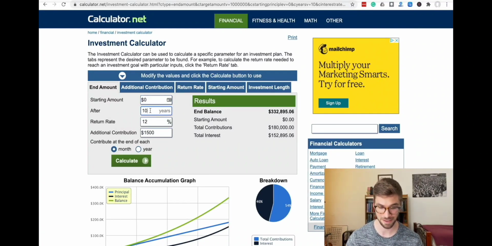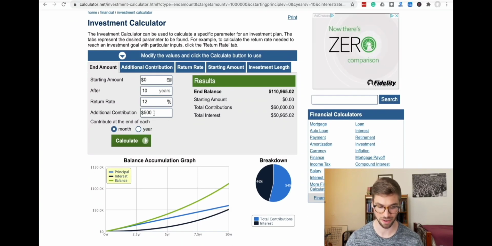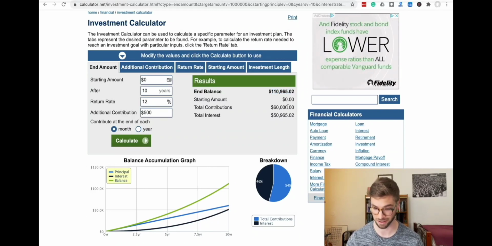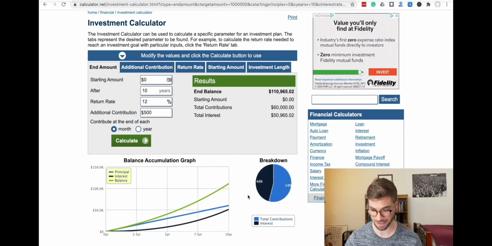Say you invest for 10 years and you put $500 a month into your investment account. And you do this every month for 10 years. Let's see what the breakdown is. So at the end of 10 years, $500 a month gets you $110,900. Wow.